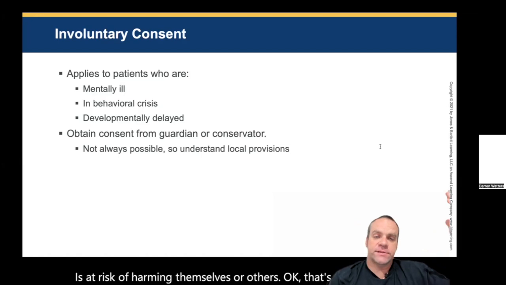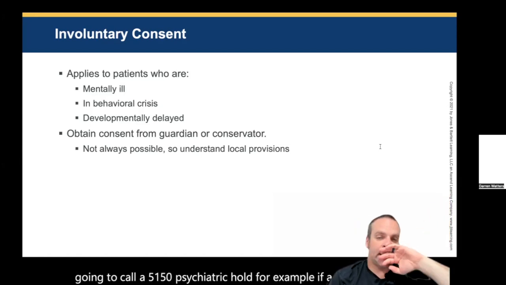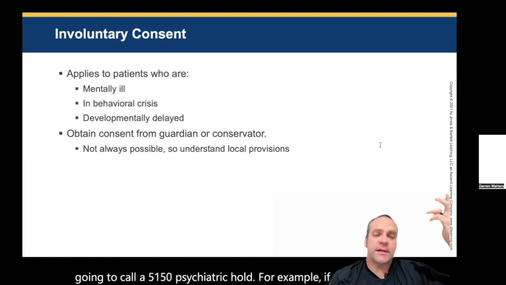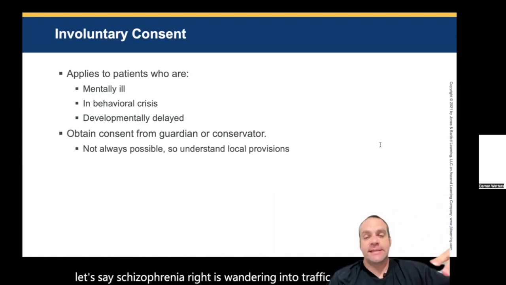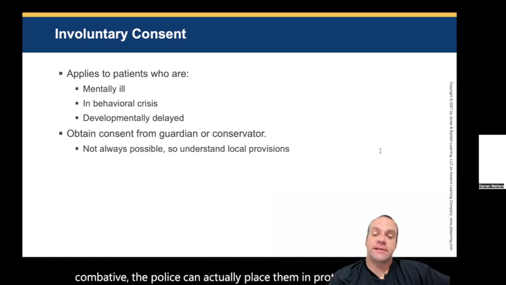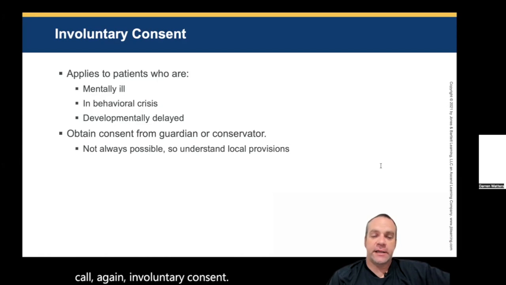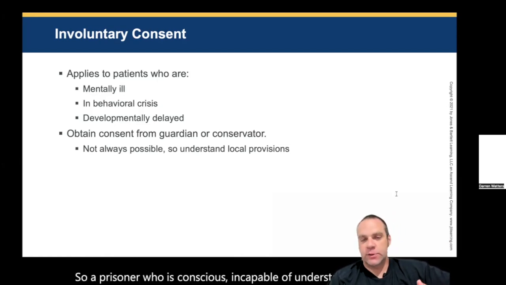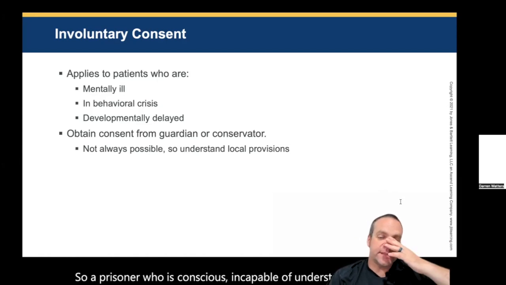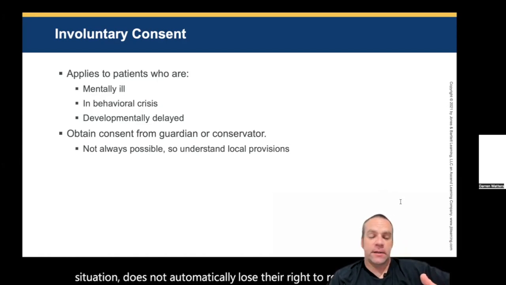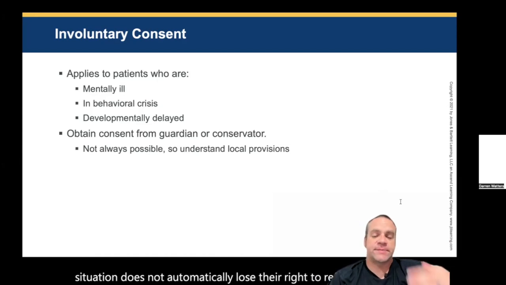For example, if a person with, let's say, schizophrenia is wandering into traffic or becoming combative, the police can actually place them in protective custody, and you can proceed with treatment based on what we call, again, involuntary consent. There are also specific rules for incarcerated individuals. Those are individuals in prison. So a prisoner who is conscious and capable of understanding their situation does not automatically lose their right to refuse care, but you must still assess their capacity and proceed accordingly based on what your assessment is telling you.